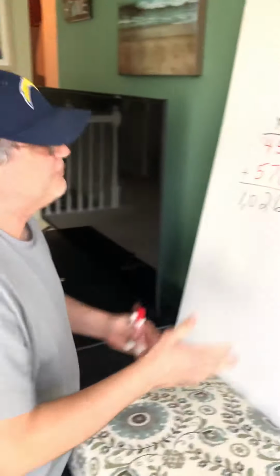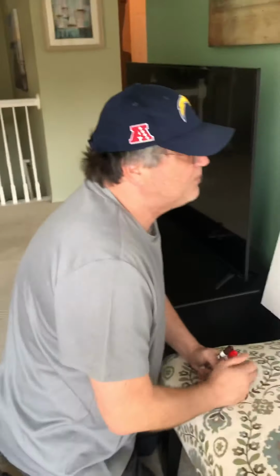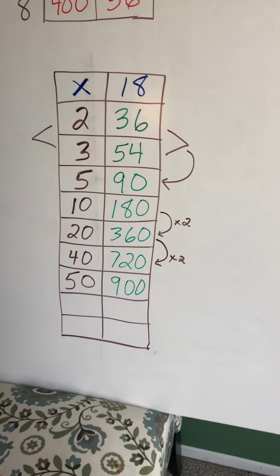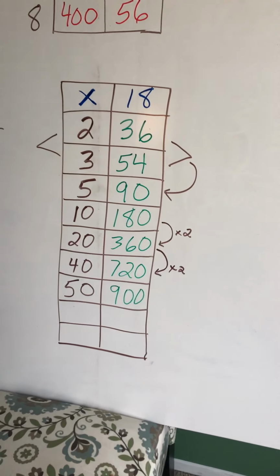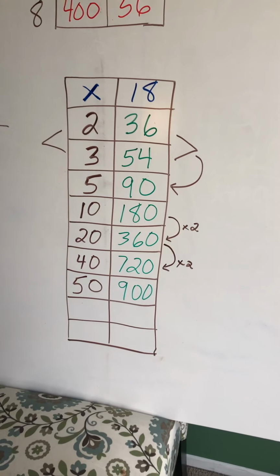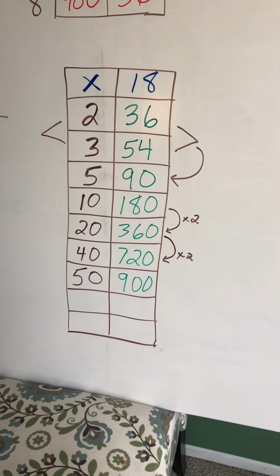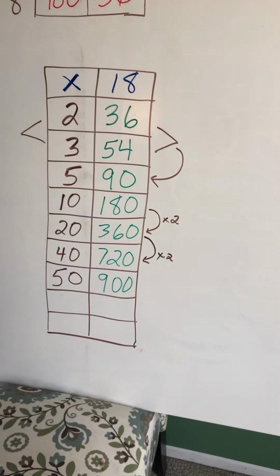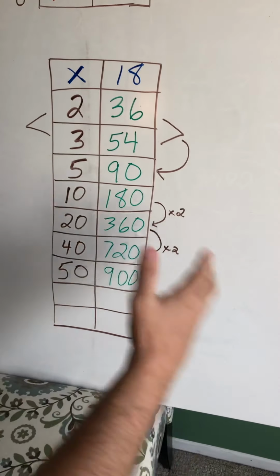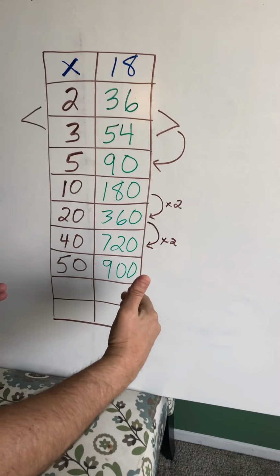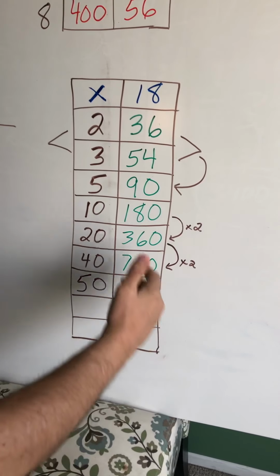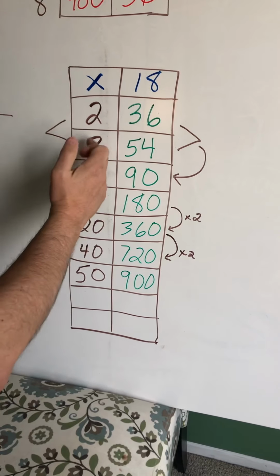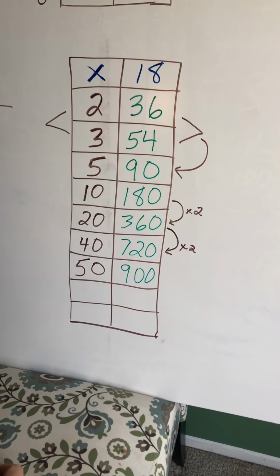So the last one for this problem is a ratio table. My kids and I just call this a times 18 ratio table. And what I did, there were no calculators, I didn't use the algorithm on the side. This is all mental math going down, okay? I know that 2 times 18 is 36. I knew that 3 times 18 is 54, okay?